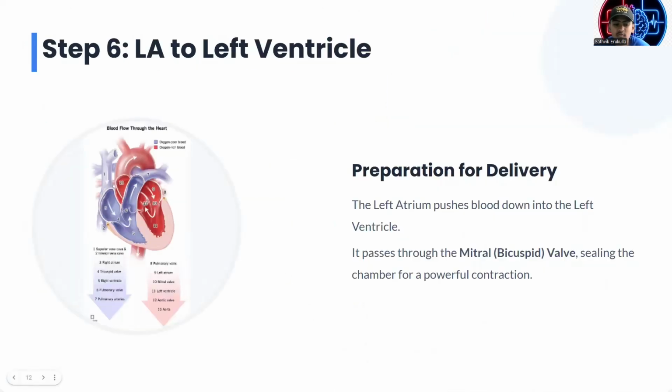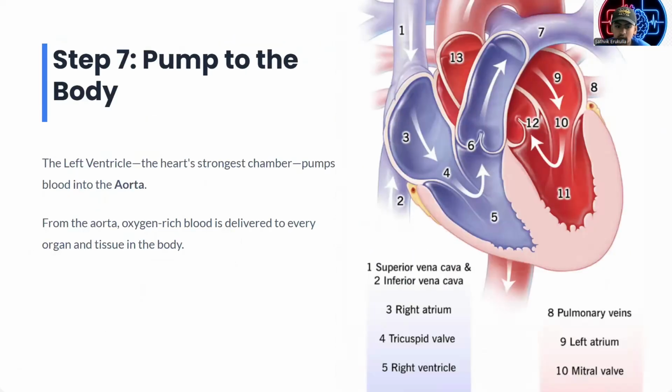So next, the blood moves into the left ventricle, which is the strongest chamber in the heart. It passes through the mitral bicuspid valve, sealing the chamber for a powerful contraction. The left ventricle pumps oxygen-rich blood to the entire body through the arteries, and it pumps it into the aorta. From the aorta, oxygen-rich blood is delivered to every organ and tissue in the body.